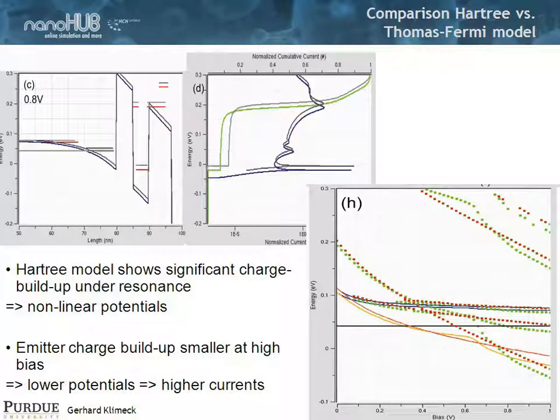So early on you have charge accumulation in the well, and the central resonance is above the resonances of the Thomas Fermi, and then they drop down deeper, and also the electrostatic potential drops down deeper. So the emitter charge buildup in Hartree is smaller at high biases compared to the Thomas Fermi case. That results in lower potentials and into higher currents.